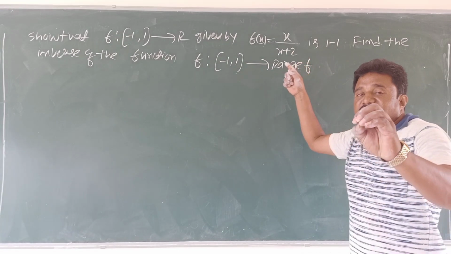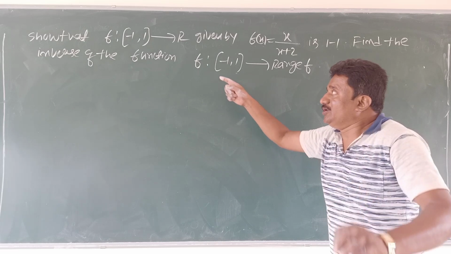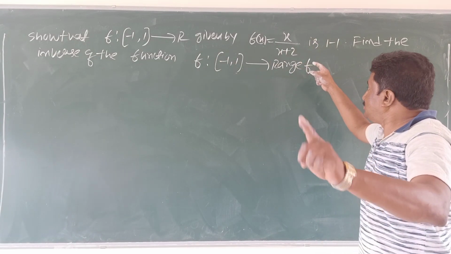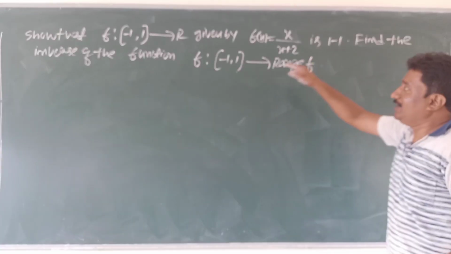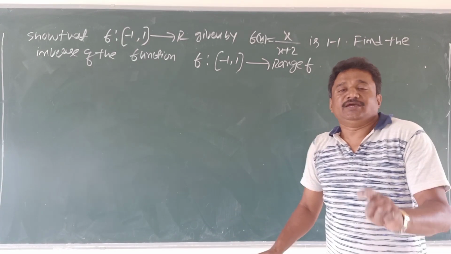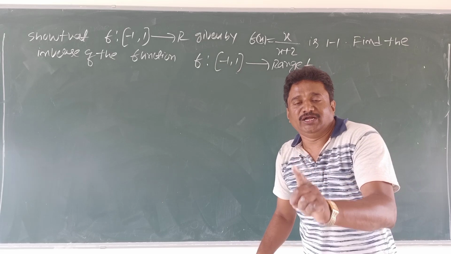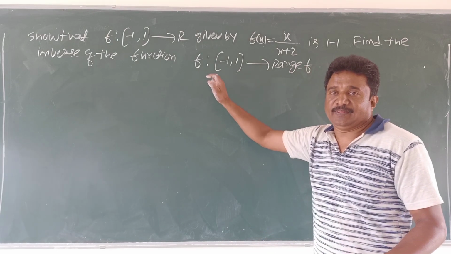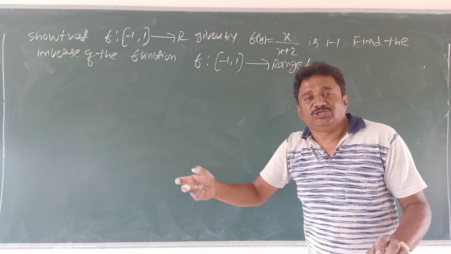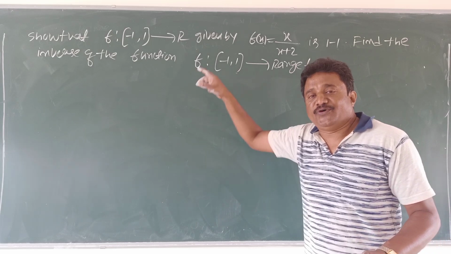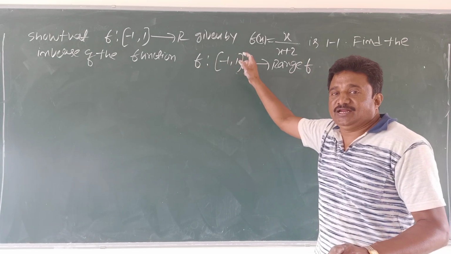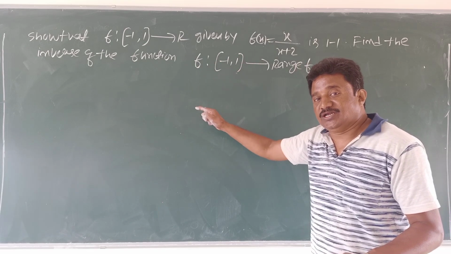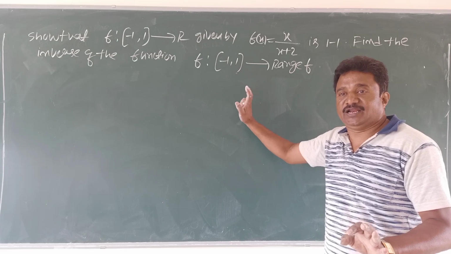First, it is asked to prove that the given function is one-one. In addition to that, find the inverse of the function. Here it is asked to find one more thing, that is the inverse. So what are the two things to be found for this question? One is proving f is one-one. The other is finding f inverse, correct?